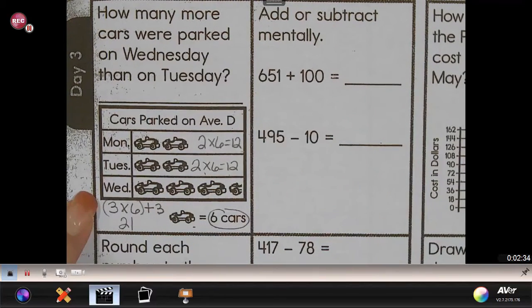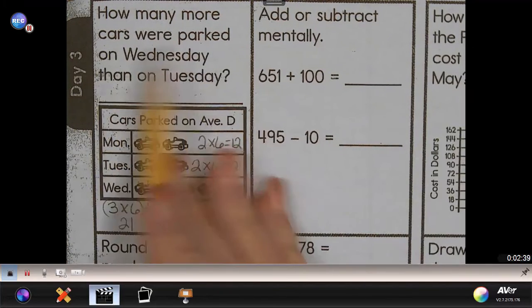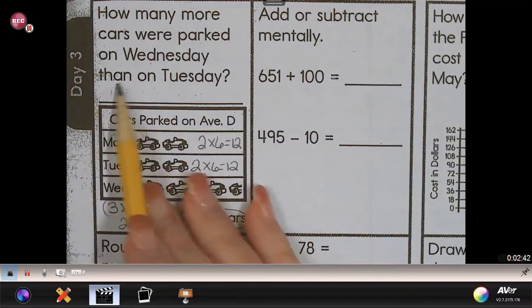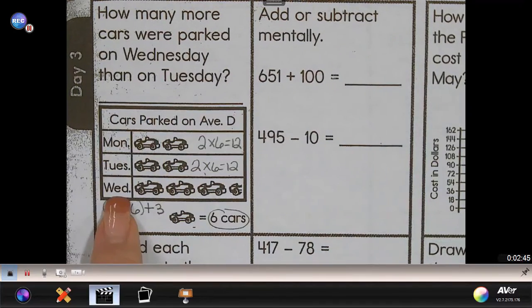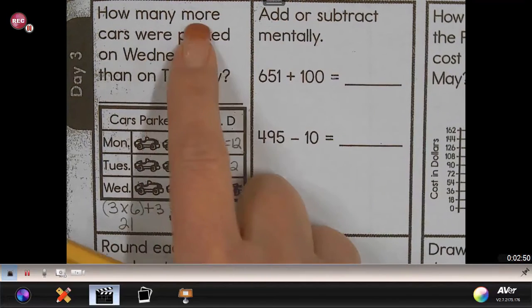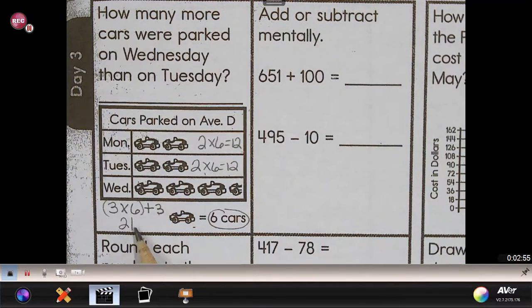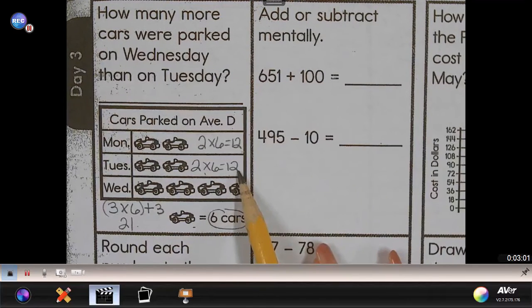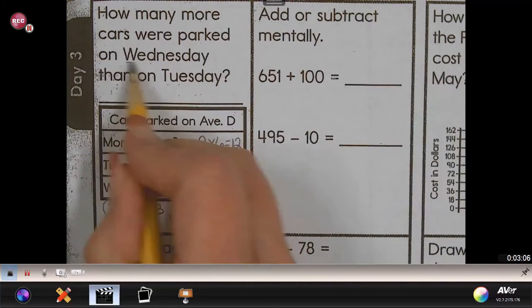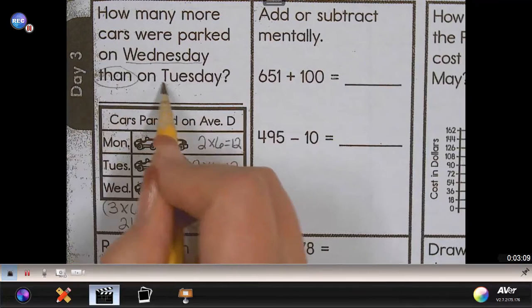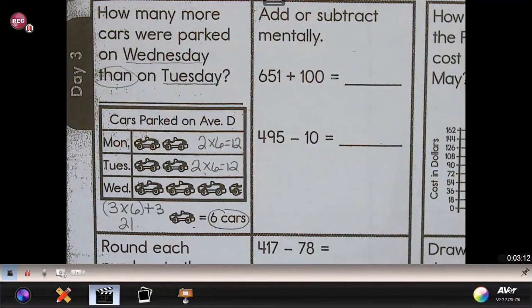So now we can look at our question, and the question is asking us, how many more cars were parked on Wednesday than on Tuesday? So we're looking at Wednesday's amount, which was 21, and 21 is more than, because it says how many more. We're comparing the amount that was parked on Wednesday compared to the amount that was parked on Tuesday. So we are subtracting because we want to know how many more Wednesday had than Tuesday had. So this is a subtraction problem.